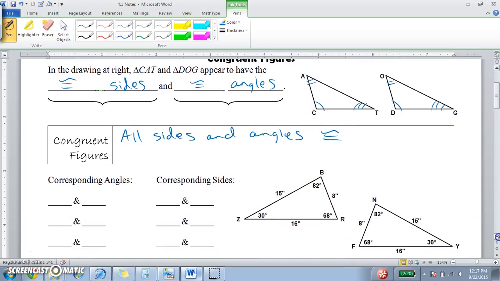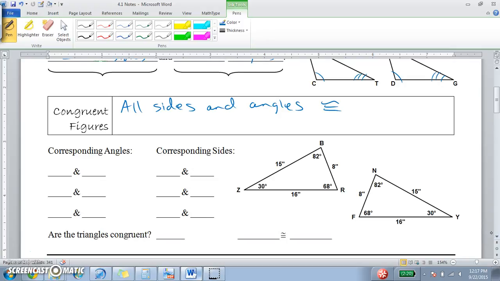So corresponding means, like I just said, the ones that match up. So corresponding angles for these two figures would be, well, angle B is 82 degrees, angle N is 82 degrees, so those angles would match up and be corresponding. Then 30 here, 30 here, so angle Z and angle Y. And the third one, 68 here and 68 here, so angle R and angle F.